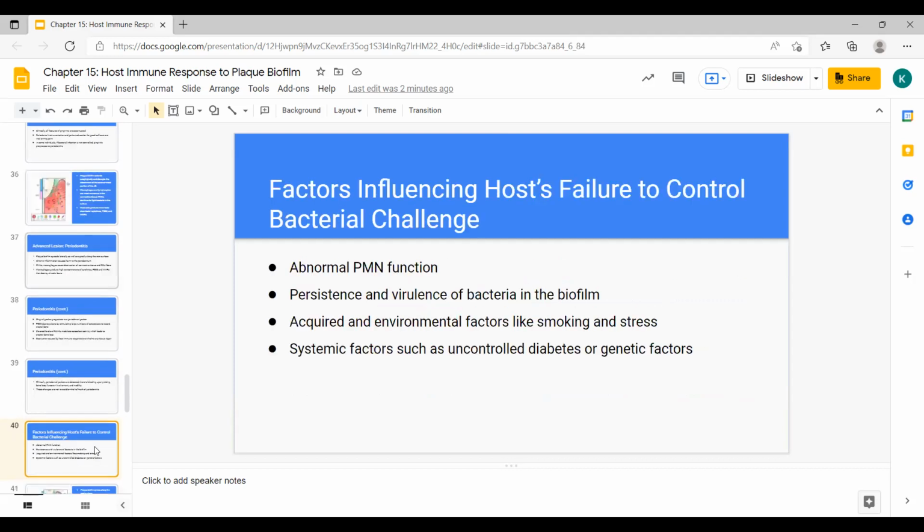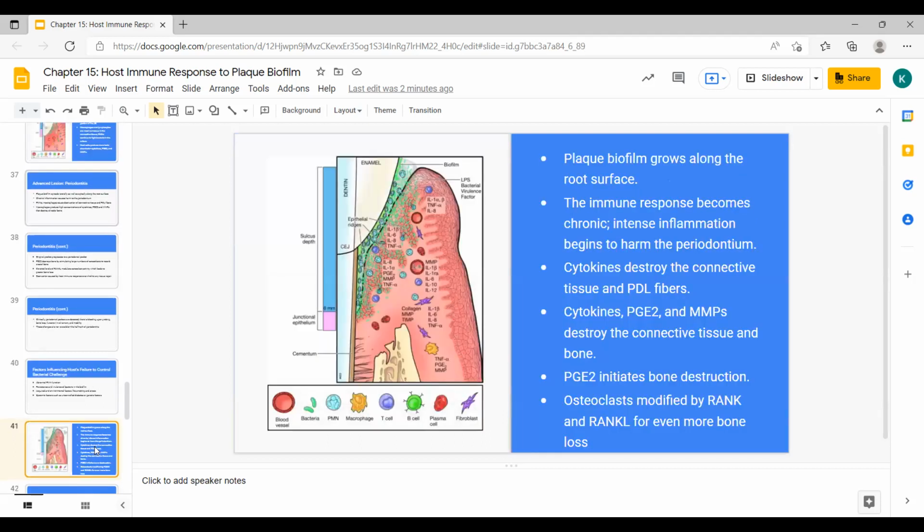Factors influencing the host's failure to control bacterial challenge are abnormal PMN function, persistence and virulence of the bacteria in the biofilm, acquired and environmental factors like smoking and stress, systemic factors such as uncontrolled diabetes, or genetic factors. Okay, so here's a picture of the established lesion.